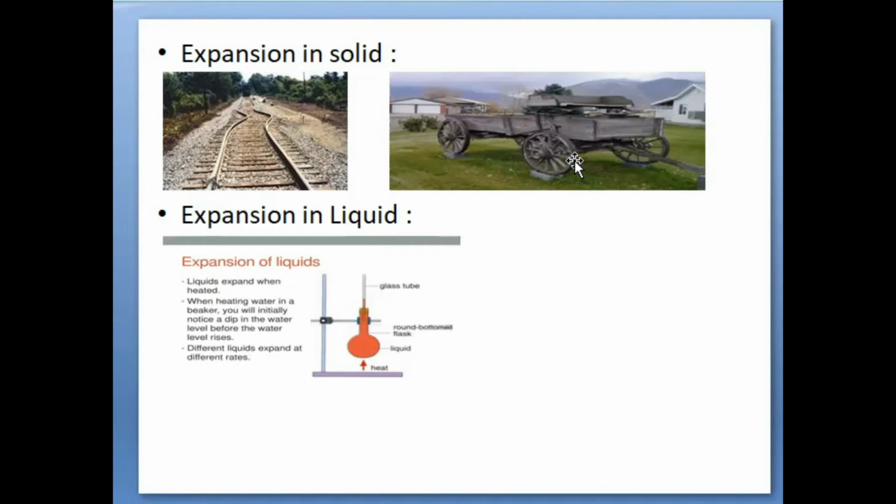Now let us see how these steel rims are fitted. Steel rims are fitted in the wheel after heating. When the rim is heated, it expands and becomes larger.